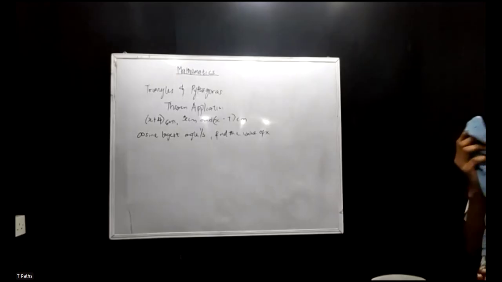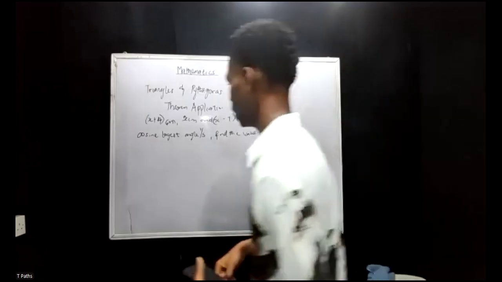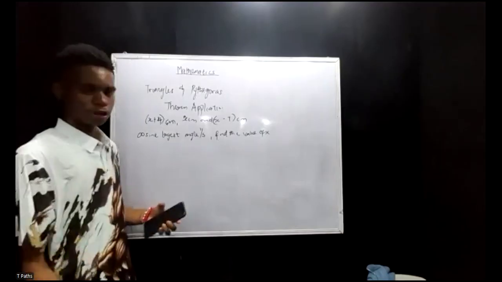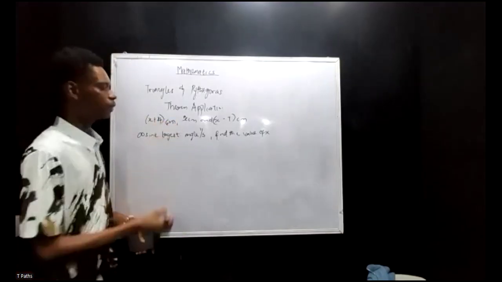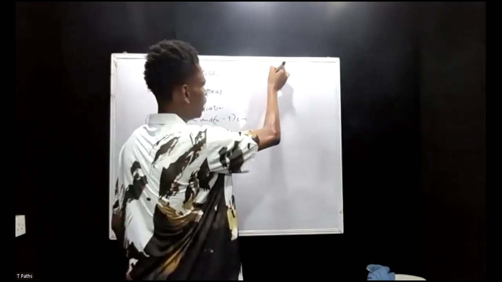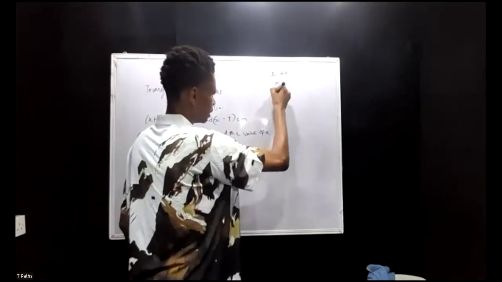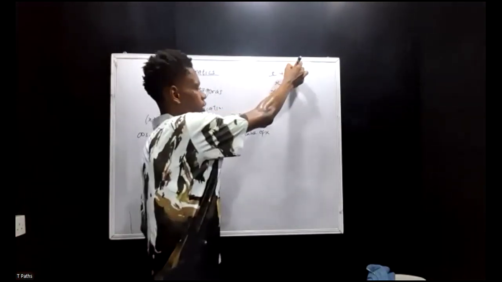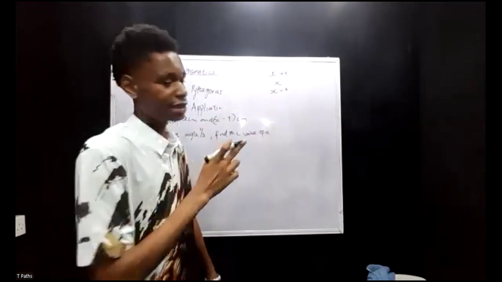So the question says the sides of a triangle are x plus 4 centimeters, x centimeters, and x minus 4 centimeters. Firstly, from here, we can judge which is the longest side. Don't forget, the longest side is the hypotenuse. So I have x plus 4, x, and x minus 4. Which should be the longest side? Obviously, the longest side will be x plus 4.